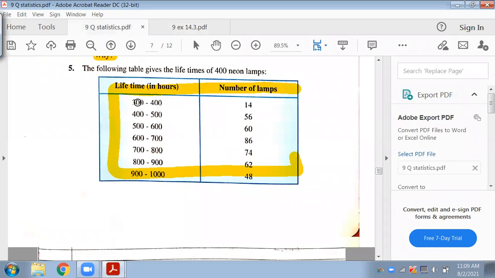And if you see the table, it is continuous, so here we don't have to make it continuous. With what the first one is ending, the next one is starting with that. With what the second one is ending, the third one is starting with that. With what the third one is ending, the fourth one is starting with that. So it is continuous, so we don't have to make it continuous.